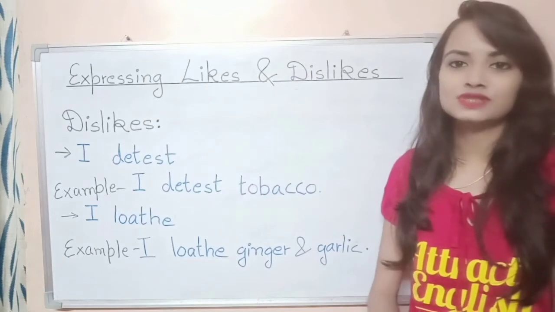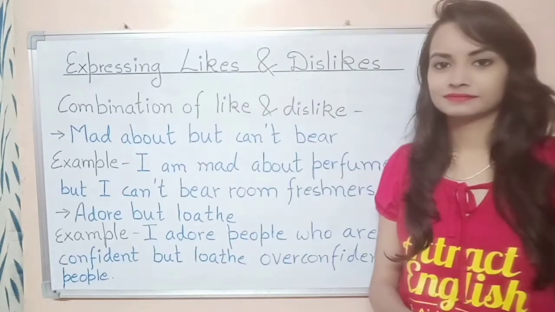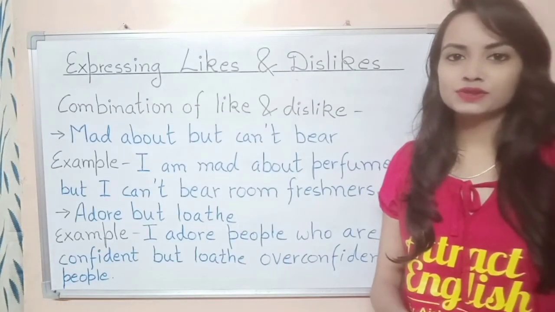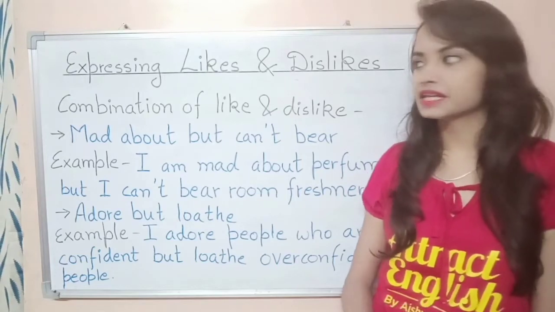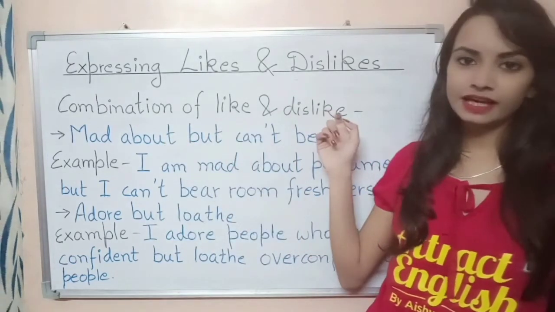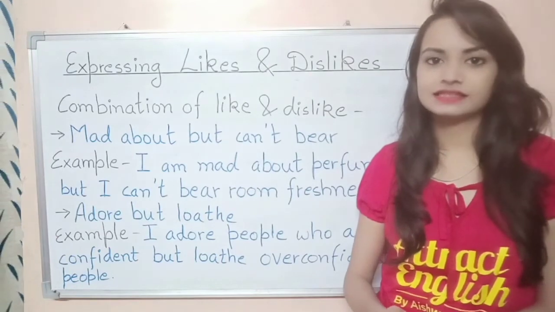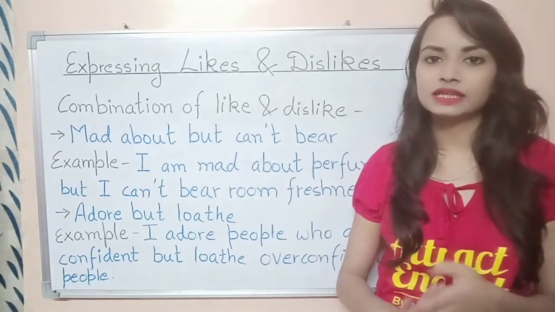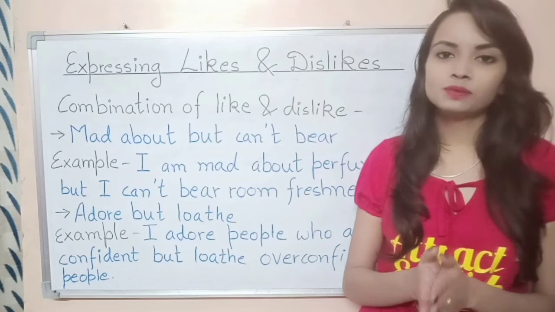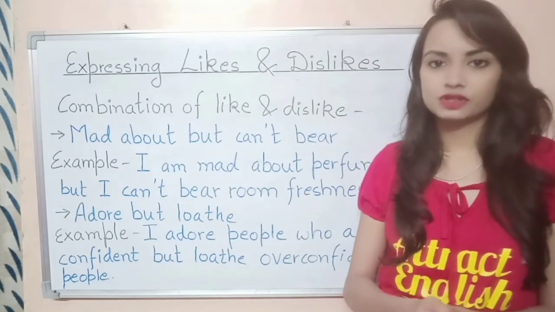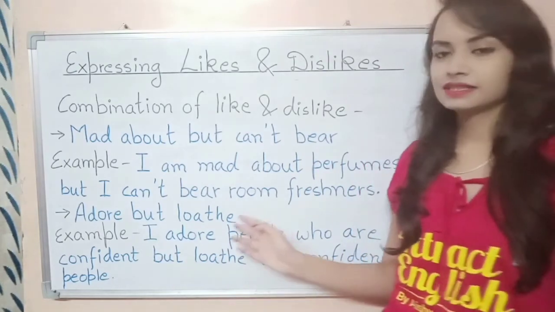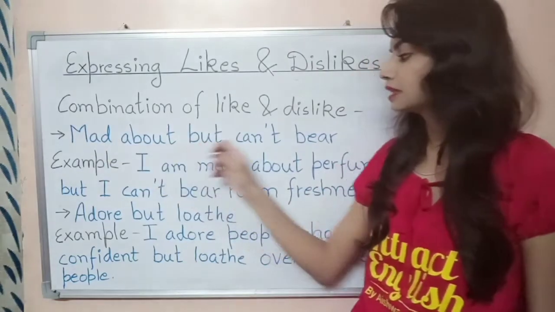Now we are going to see something more. Friends, now we are going to see how can we express a combination of like and dislike in a single sentence. That is talking about two things at the same time. One, what we like, and another what we do not like. Okay, first is mad about but can't bear.